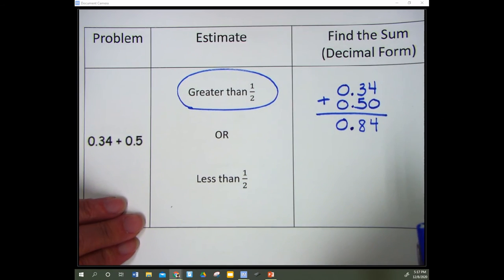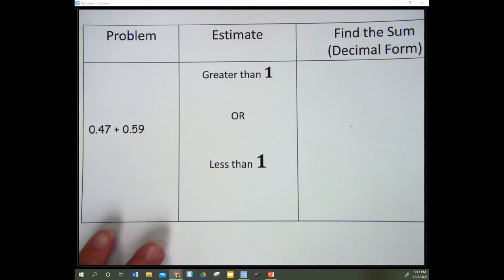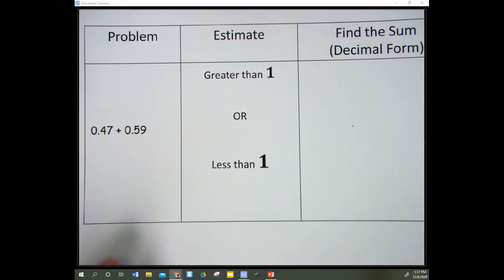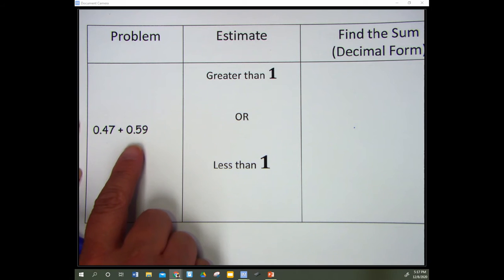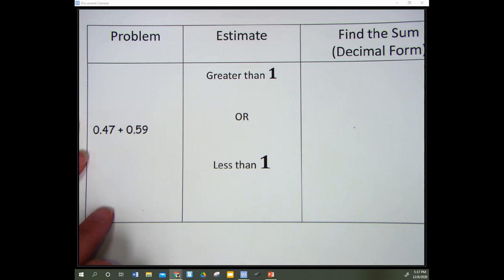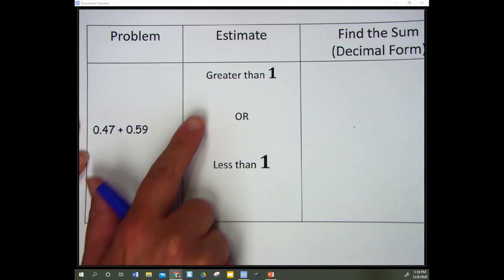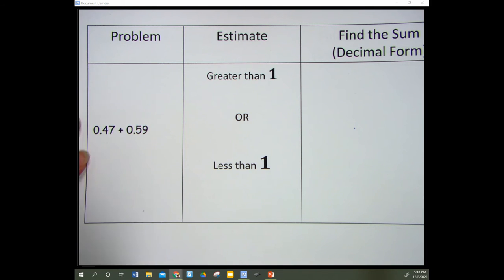Here's your second problem. Find the estimate of the sum for 47 hundredths plus 59 hundredths. You have two choices. Would that sum be greater than 1 or less than 1?